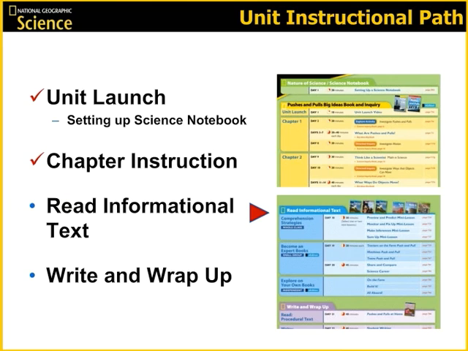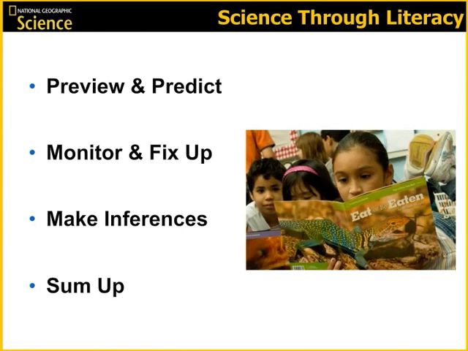There's a synergistic effect of learning science content through informational text literacy activities. The end result is that both science content and reading and writing skills improve. Teaching students reading comprehension strategies can help them access science content and support their scientific inquiries. NGScience focuses on 4 key reading comprehension strategies.